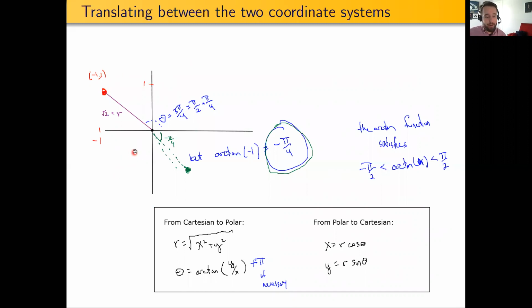So a little bit of an extra wrinkle there at the end. But otherwise, this is how we would translate between our two coordinate systems.